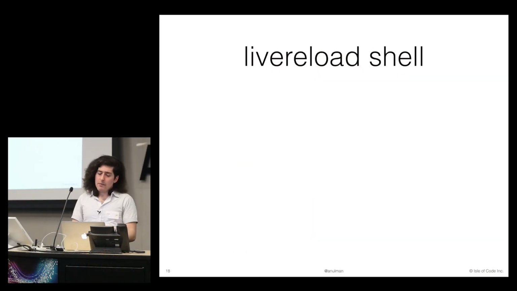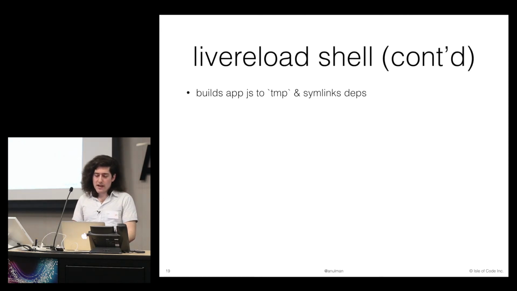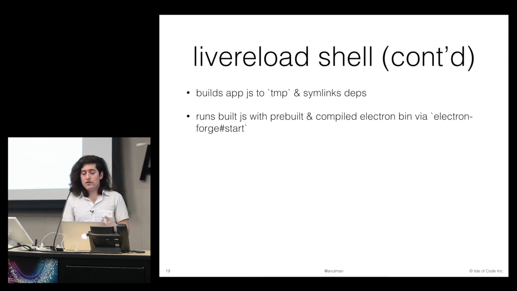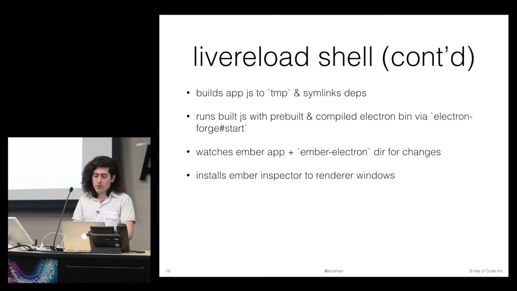Next up, now that we've initted the application, we want to actually run it. So this is as simple as running ember-electron. This will build the app to a temporary directory and symlink the dependencies. It runs the built JavaScript with the pre-built and compiled Electron executable via the Electron Forge start APIs. It then watches the Ember app and the ember-electron directory for changes, so it'll live reload on any changes made, which is really helpful when you're trying to debug something live and quickly with an iterative process. It'll then install the Ember inspector to renderer windows so we can inspect data on the page, and it has a couple of useful options.